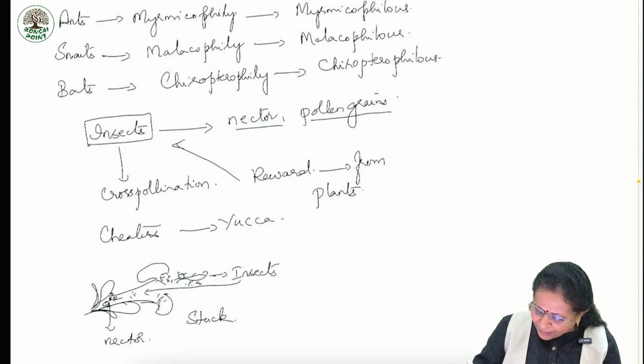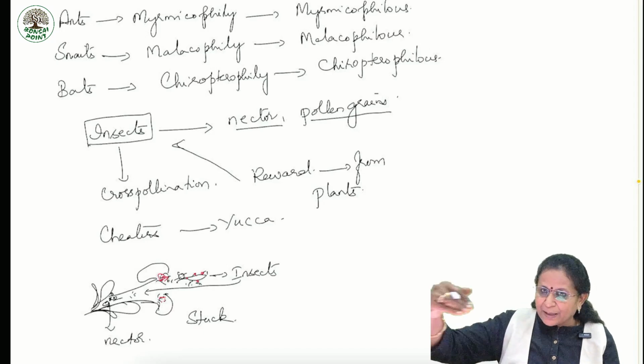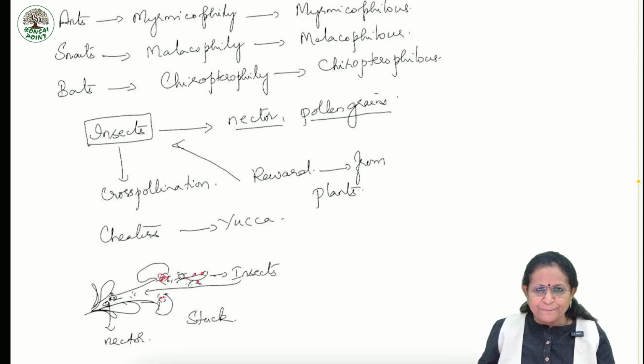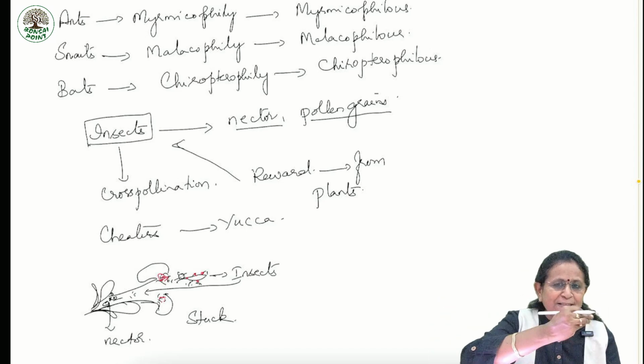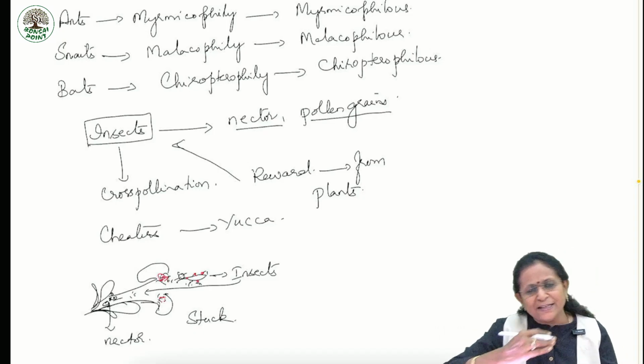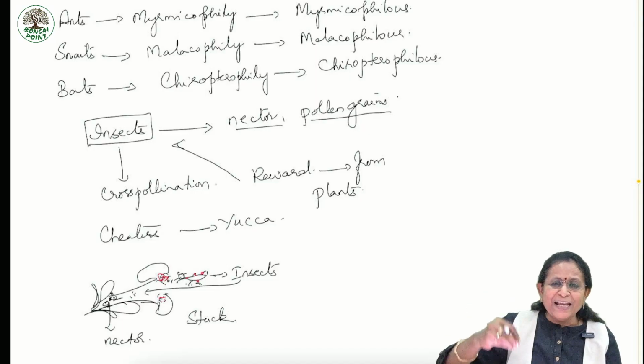Let me show you in red. These are the pollen grains. The pollen grains may get stuck to the body of the insect because the anther is dehisced and the insect is passing inside. As usual, the insect unknowingly enters, just sucks the nectar and then goes back. But what is there on its body? The pollen grains have been stuck to the body.